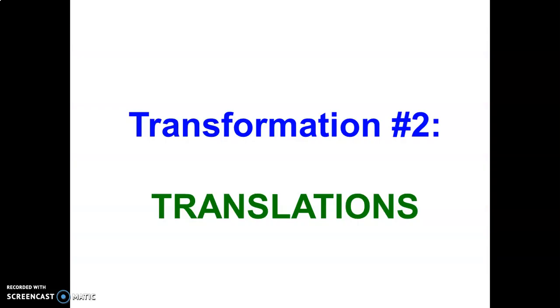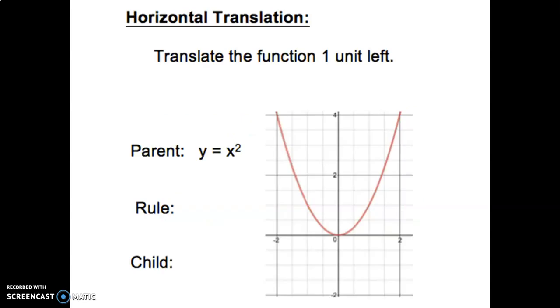Okay, let's take a look at transformation number 2, which is a translation. And to begin, we'll look at a horizontal translation. So let's take again our parent function, this quadratic, and translate it 1 unit left. So we're going to go 1 unit left. If we're going to go left, you may remember, we have to apply this rule. So first of all, when we go left, we're going horizontally, and that means we're changing x values.